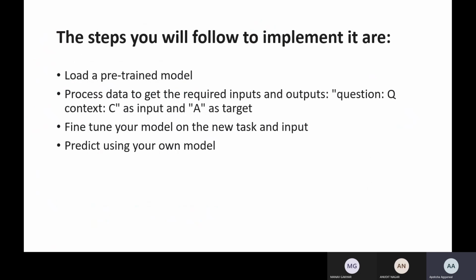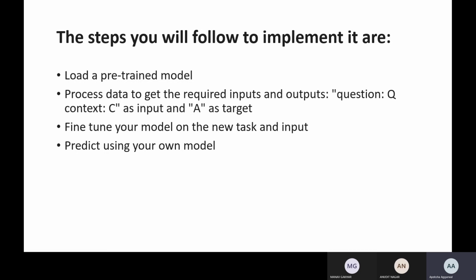So the steps that you follow to implement question answering: load a pre-trained model. You can also use pre-trained weights. Any model you can use, for example transformers or GPT. Then process the data to get the required inputs and outputs. You have question and context as input, and the answer as target. Fine tune your model on the new task, and predict using your own model. These are the steps you need to follow for question answering.